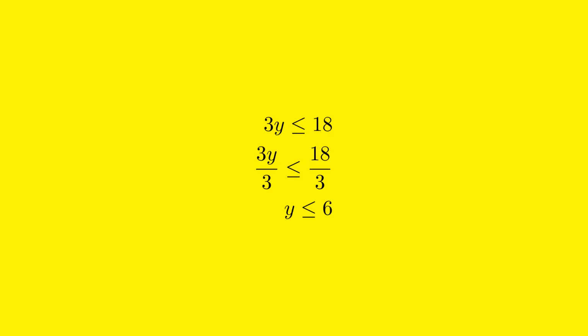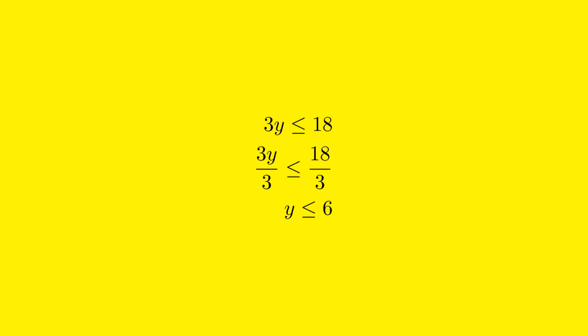In step 2, we need to solve for y by isolating it completely. Our current inequality is 3y is less than or equal to 18. To isolate y, we must divide both sides of the inequality by 3. This is done to cancel out the coefficient of y, which is 3. Dividing both sides by 3 ensures that the inequality remains balanced.